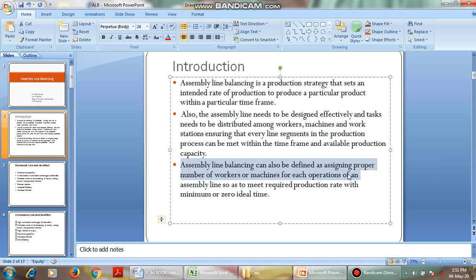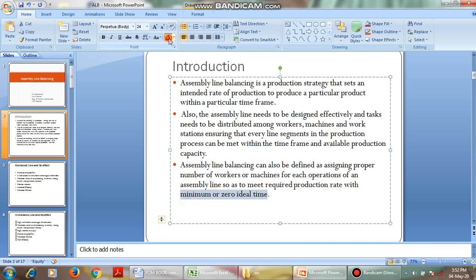Okay, what are we doing here? We are arranging the number of workers and number of machines for each operation, that is for each activity on the assembly line. An assembly line is simply different activities grouped together, like welding, painting, molding, shaping, turning, right? These are all in a sequence of activities, so as to meet the required production rate with minimum or zero idle time.